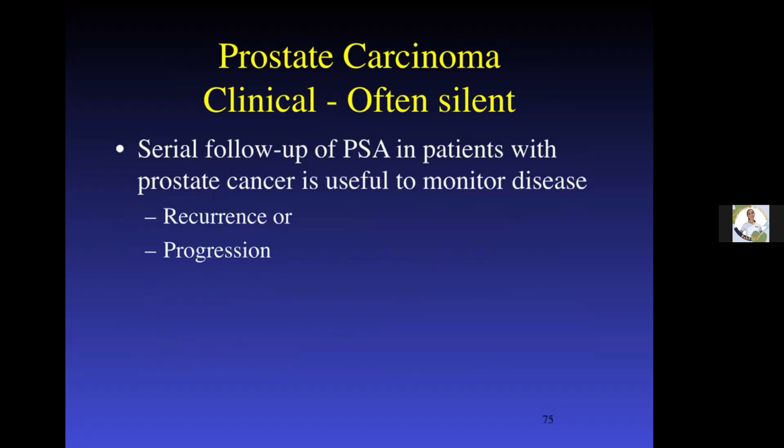So serial follow-up of PSA in patients with prostate cancer is useful to monitor the disease for recurrence or progression. If you have a cancer patient that has been treated for prostatic CA and then you do your PSA, and your PSA is still increasing, meaning your patient is not responding to your treatment. But if your PSA is decreasing or went to a very, very low level like 1 or 0, meaning your patient is responding to the treatment that you gave.